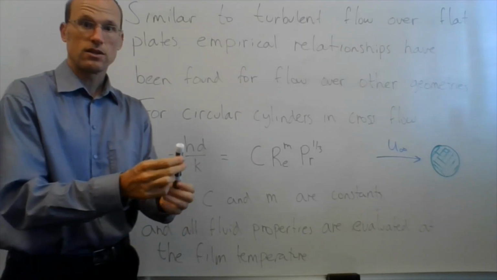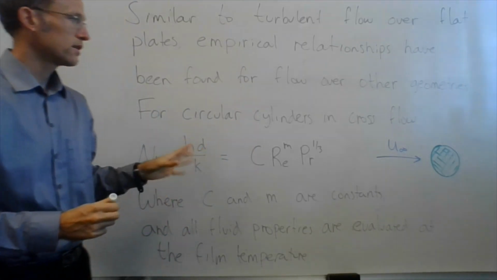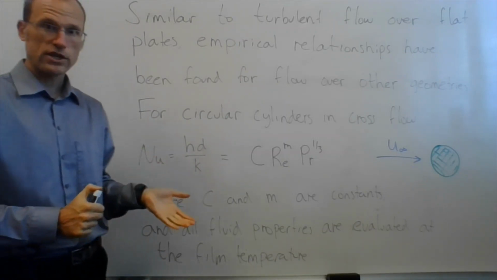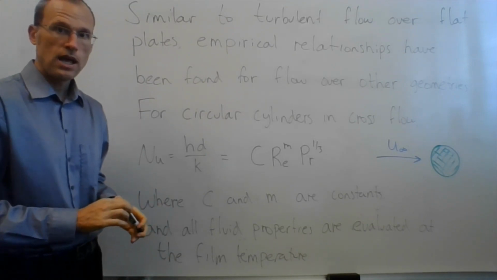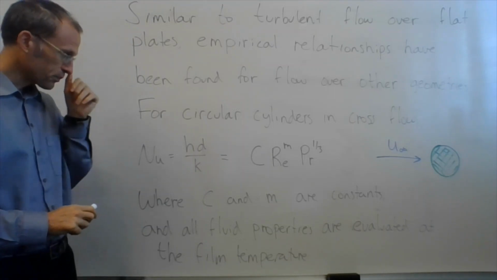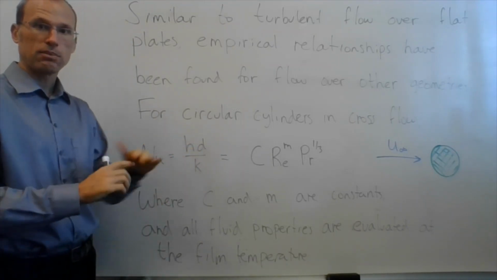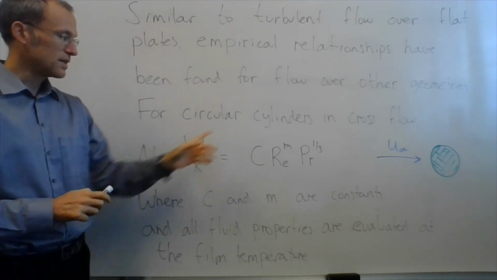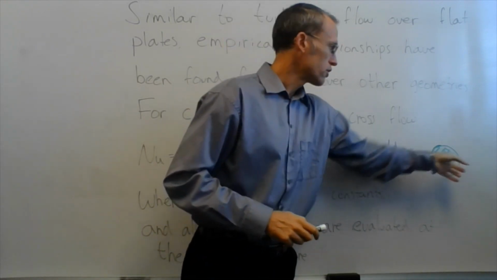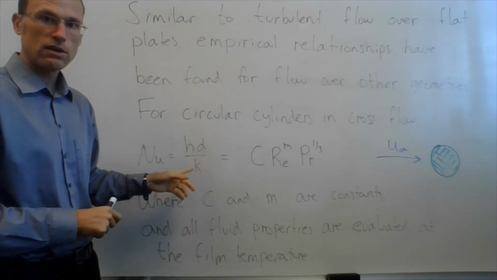In other words, this is my cylinder, my little pen, flow is coming across this way, it's not going that way. For this situation, we have empirical relationships, so derived experimentally, and generally what they have is something that looks like this. My Nusselt number is h times d over k, with d being the diameter. In the flat plate case, we have the length. For this case, we want the diameter, the distance of the diameter in the direction the fluid is going over. So that's how my Nusselt number is now defined.